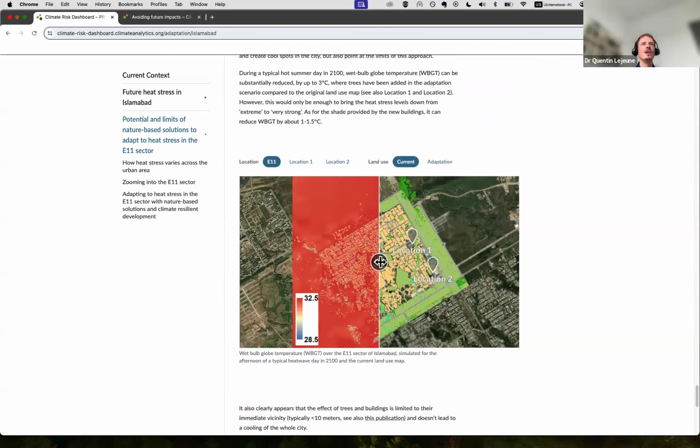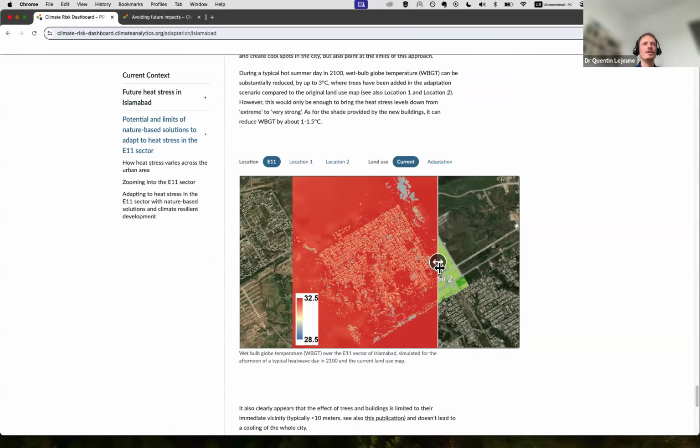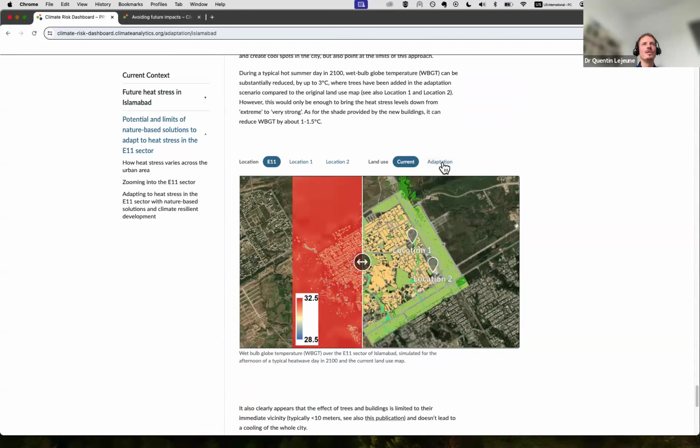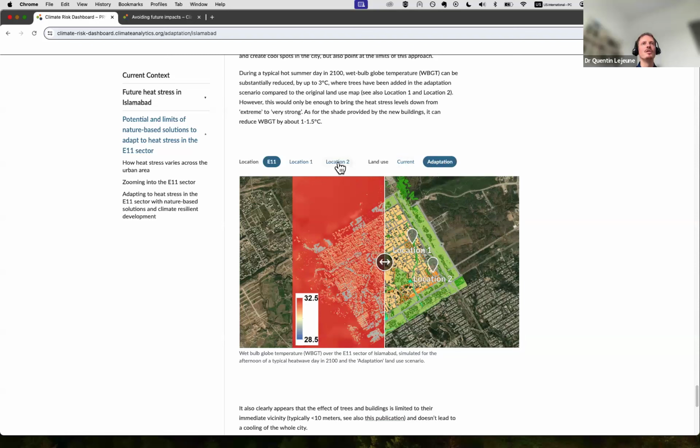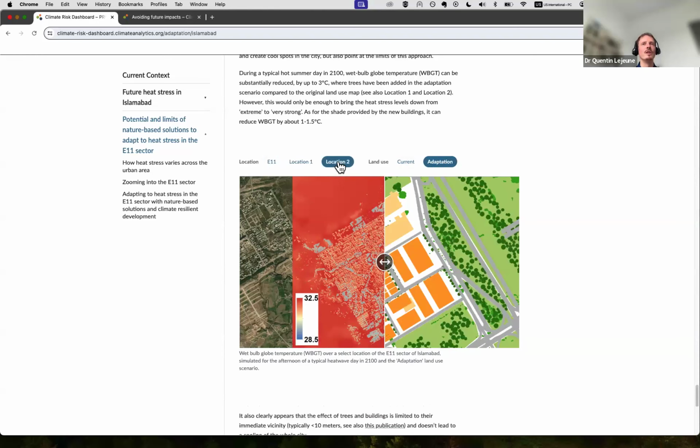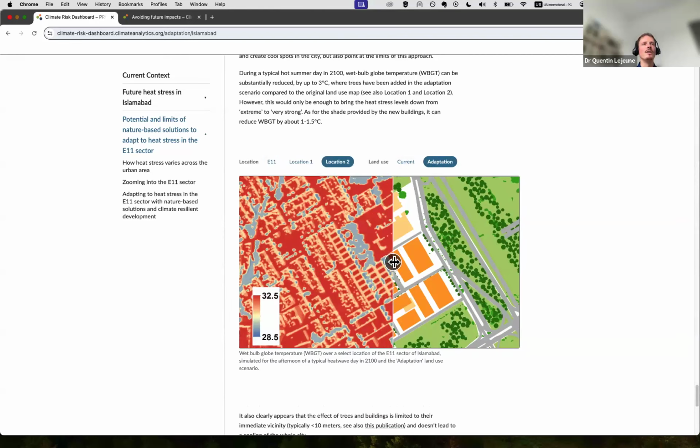Basically, for example, here, comparing what would happen in 2100 in a specific sector of Islamabad under the current land use map, and if adaptation measures such as tree plantation, but also restoration of streams to protect from floods, and also addition of buildings to provide shade would be implemented. That's what you can see by checking the adaptation map here, and you can also zoom in on specific locations that illustrate how temperature would decrease, for example, where trees are added.